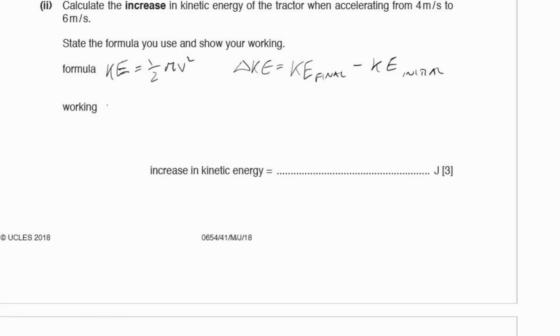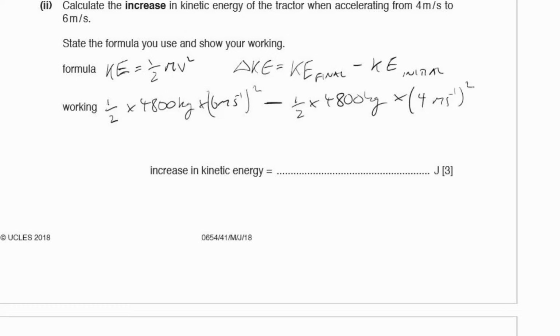So the working out for that would give us 1/2 times 4,800 kilograms times 6 meters per second squared, minus the initial kinetic energy, which is 1/2 times 4,800 kilograms times 4 meters per second squared, which gives us our final result, 4,800 joules.